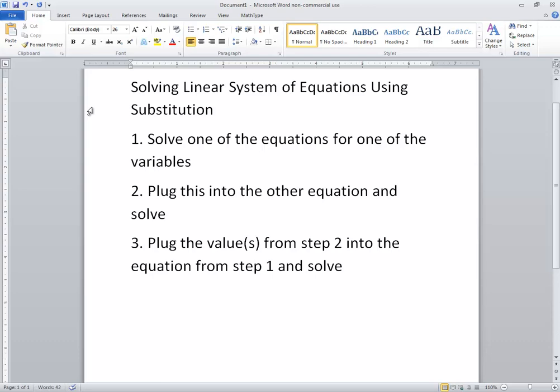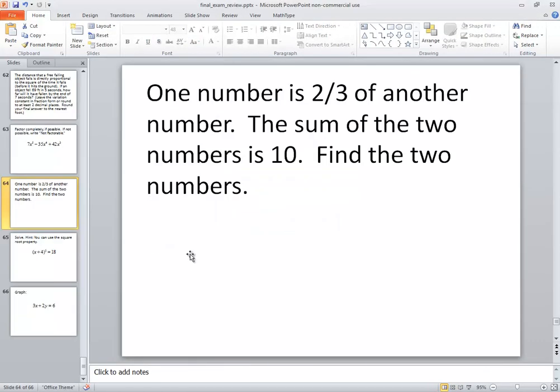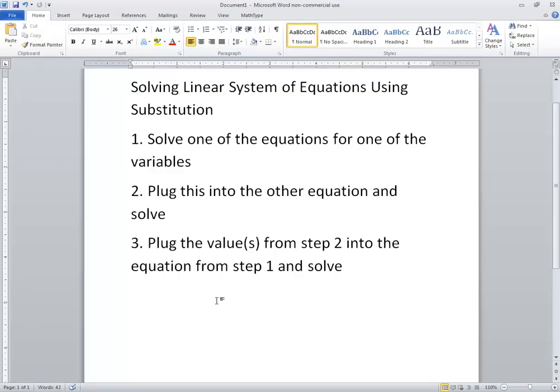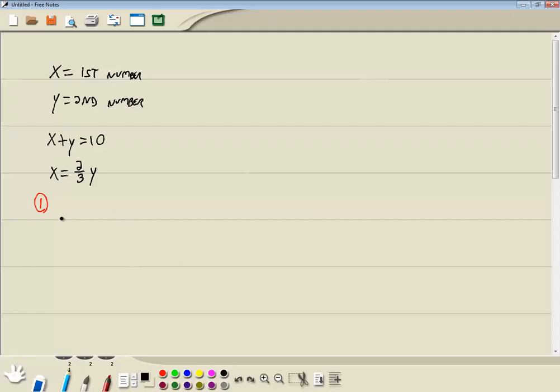Okay. So, step 1. Solve one of the equations for one of the variables. Well, the best one to work with is x equals 2/3 y. It's already solved for x, so that step's done.